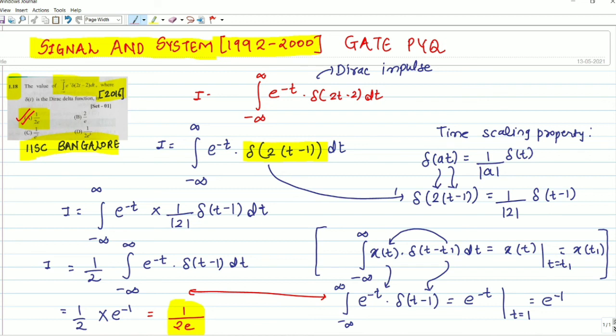And one thing you have to remember: you have to revise all the formulas related to the Dirac impulse function, because this is a very important topic. A similar type of question came in 1992. If you have not watched my first video of signal and system, please watch it, because this is very similar to the type of question which I have discussed in this video. This is similar to my previous video.